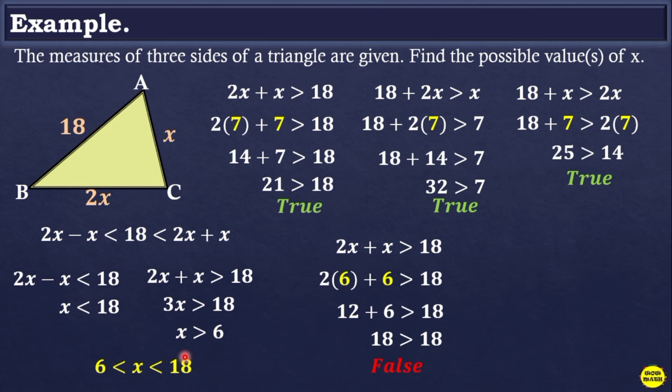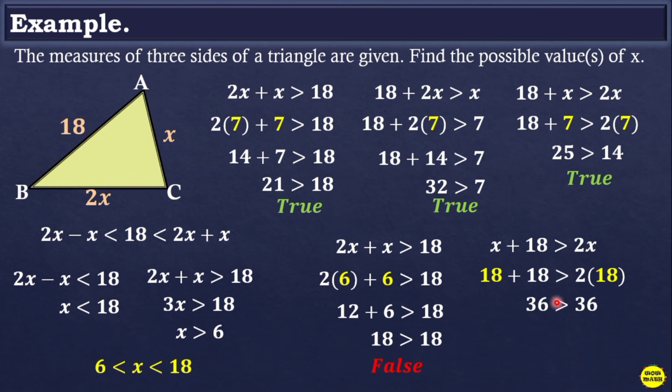Now, itry naman natin si 18, where 18 should not be included dun sa ating values of x. So, any two sides naman, x plus 18 is greater than 2x. So, this is 18 plus 18. Substitute natin dito sa 18. So, that is 36 is greater than 36. As you can see, they are equal. So, it's not greater than. So, that is false. Okay? So, bakit isa lang po yung pinakita ko? Ibig sabihin, kung dito pa lang nag-false na siya, kahit mag-true pa siya dun sa other two pairs, hindi pa rin po yun makaka-form ng triangle. Ganon din po dito.